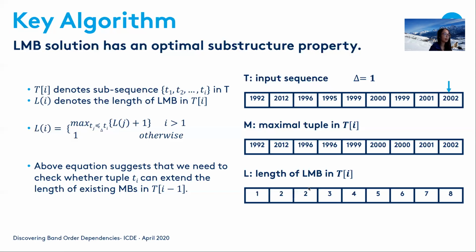Once all tuples are scanned, we find the longest monotonic band in the input sequence has a length of 8. So by scanning the length array in reverse, we can easily construct the corresponding longest monotonic band.